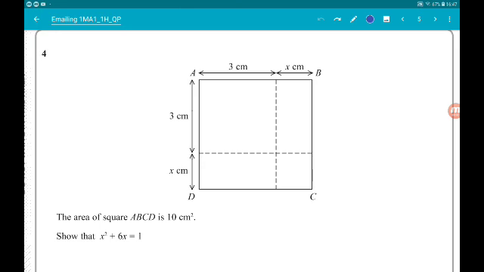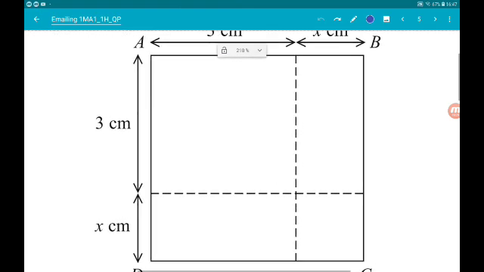Okay, question 4 for 3 marks. We have this square, and we are told the area of the square ABCD is 10 centimeters squared. We want to show that x squared add 6x is equal to 1. So, how in the world do we do this? Well, we take a closer look at this square.